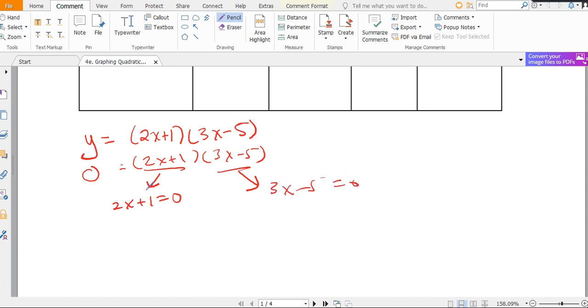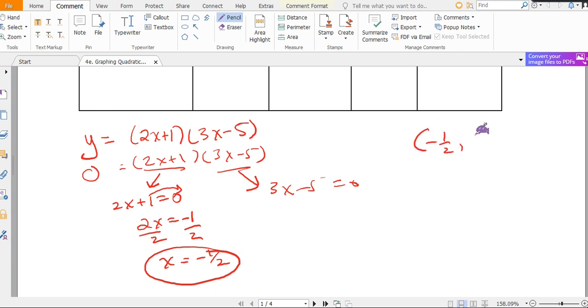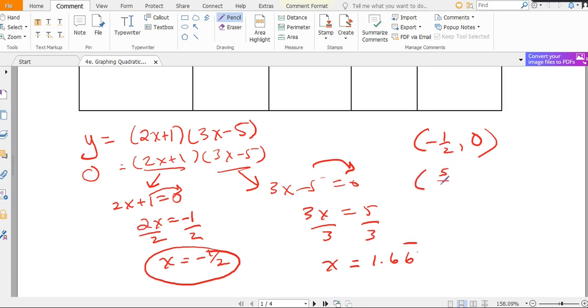Now if I solve this, move the 1 over, I get 2x equals negative 1, divide both sides by 2, x equals negative 1 half. So one of my x-intercepts is at (negative 1 half, 0). It's the same thing over here. If I move the 5 over, it becomes positive. Divide both sides by 3, x equals 5 over 3, which is about 1.66 repeated, which means my other x-intercept is (5 over 3, 0).